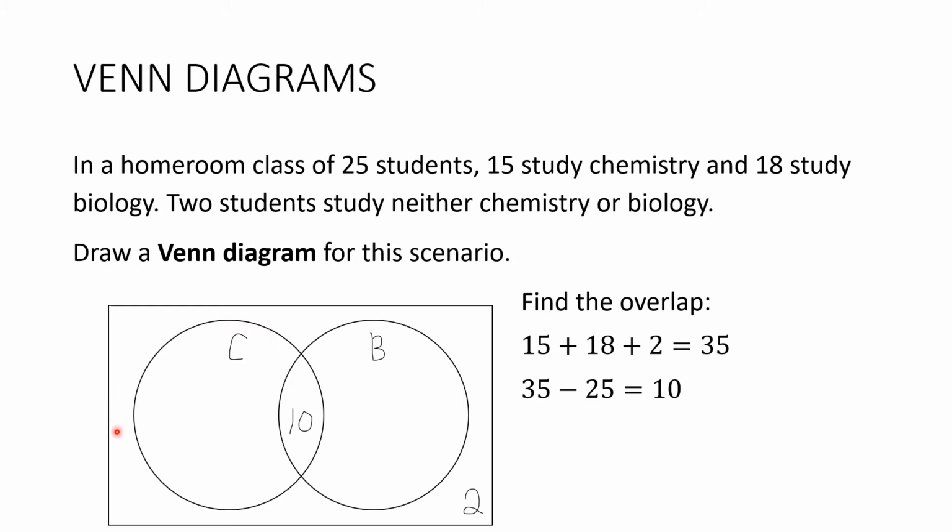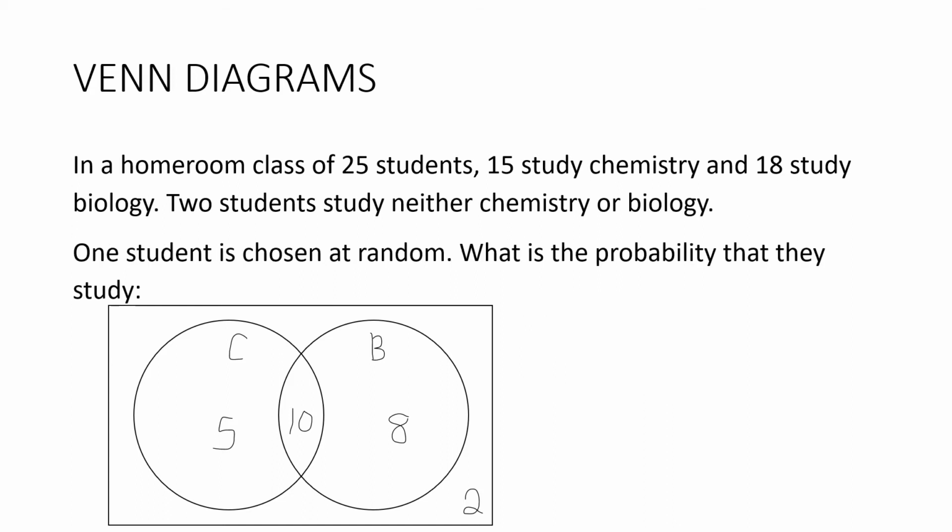Now these are all the chemistry students, so that is 15. We've already counted 10 of them. What goes in here? These are the people that study only chemistry. That must be 5. What about in here? We've got 18 altogether. 10 have already been counted. This must be 8. A quick check is to add these numbers. 5 and 10 is 15, and 8 is 23, and 2 is 25. So we're correct. Once we've drawn our Venn diagram, we can use it to answer questions.